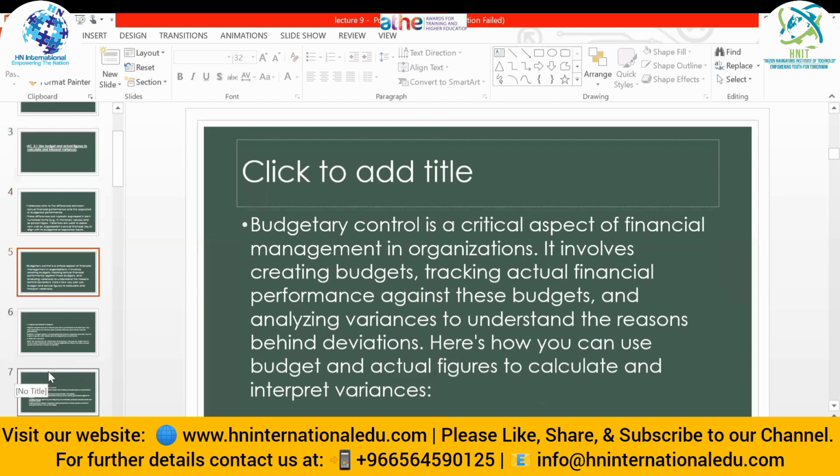Now, what is budgetary control? It is a critical aspect of financial management in the organization. It involves creating budgets, tracking actual financial performance against these budgets, and analyzing variances to understand the reasons behind deviations. Now, we will go through one by one what kinds of variances and deviations are behind the budgetary control. It is a critical and crucial part of any organization because it's not easy. Already you have estimated stuff in the budget, and then how you're going to achieve it, what problems you're going to face while achieving it. It is everything in budgetary control.